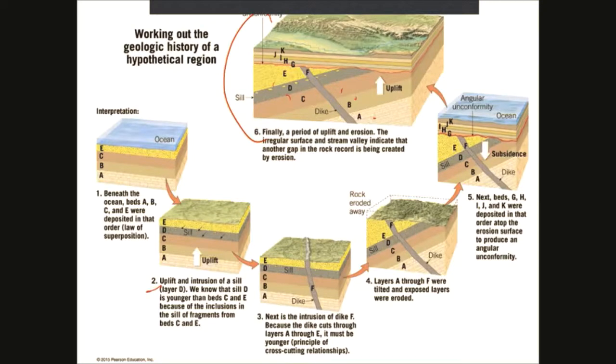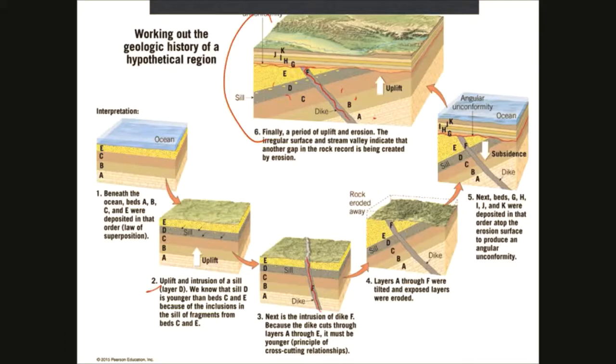Now we see after D, F cuts through everything up to and including E. That means F is younger than everything up to including E. So F is an intrusion that cuts across them, cross-cutting relations. It doesn't cut across anything else. Right? And you actually see F is cut off by this erosional surface.